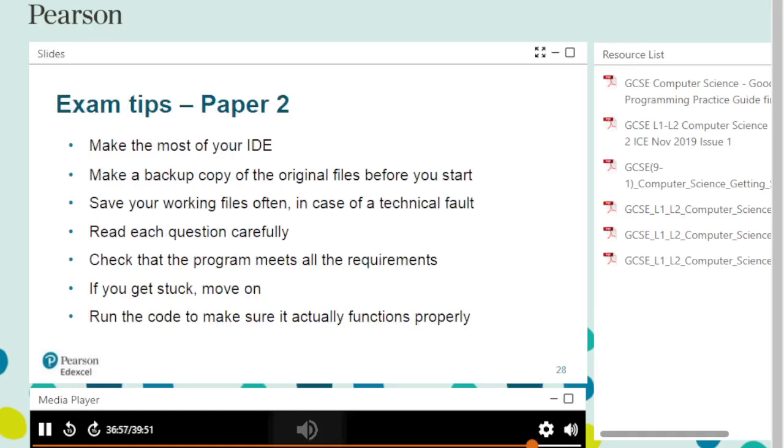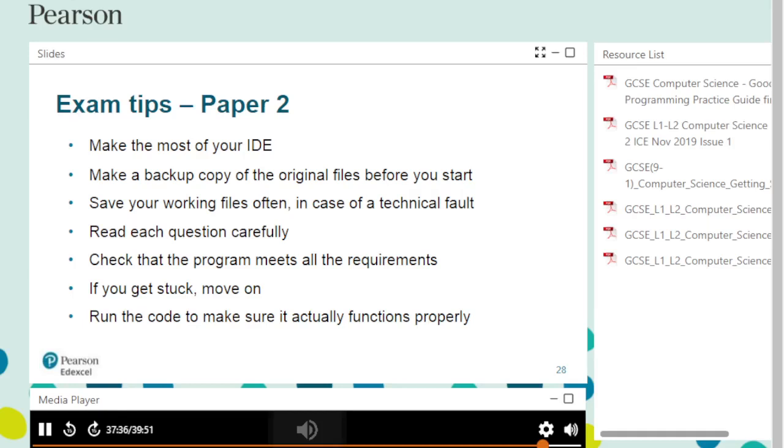This slide gives some top tips for students to help them tackle paper 2. Knowing how to use their IDE properly, especially its debugging tools, will save them some time. Having a backup copy of the original files means that if the version they are working on gets significantly changed, they can always start over with a clean slate using the original if they need to. Save work regularly, just in case a technical fault occurs. Some questions are quite long because they have to describe exactly what is required. Requirements are bulleted to make it easier for candidates to tick them off.